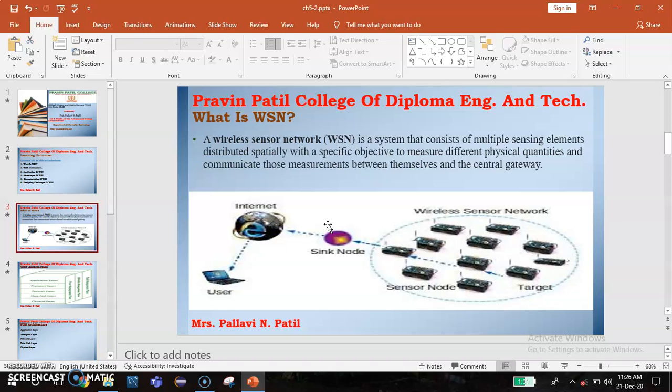The wireless sensor network is a special case of ad hoc network with reduced or zero mobility, and is known as data centric. That means, unlike traditional ad hoc networks where data is requested from a specific node or location, the data is requested based on the sensed attribute. This is the user, internet and sink. This is a sink node and this is a wireless sensor network.